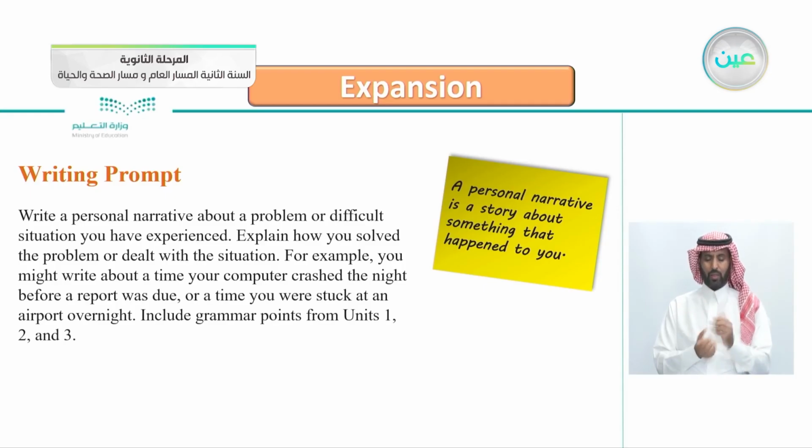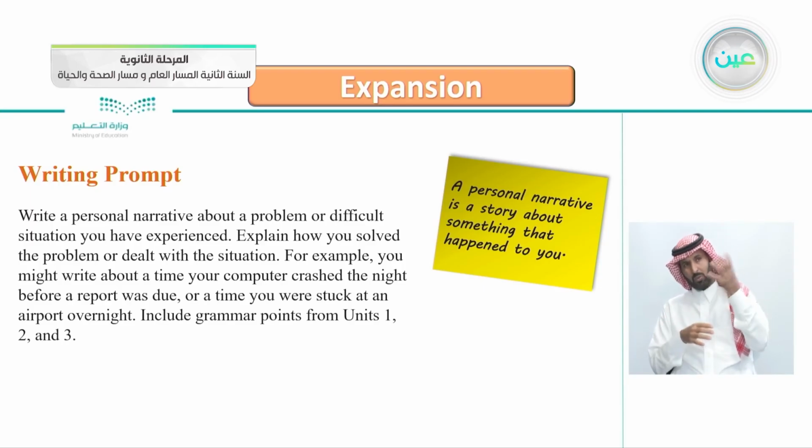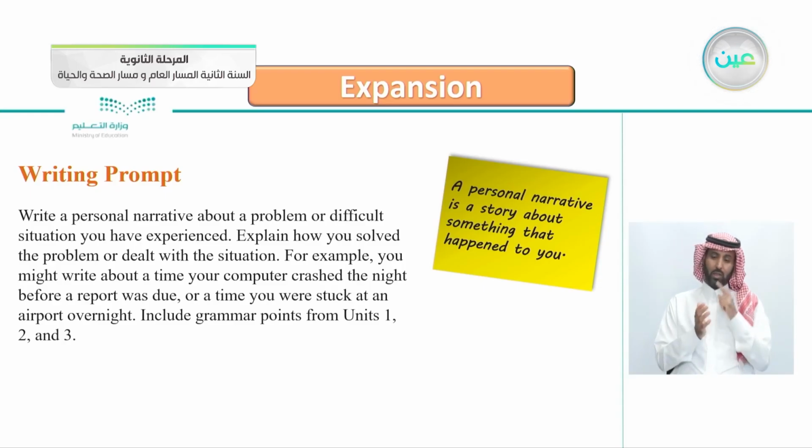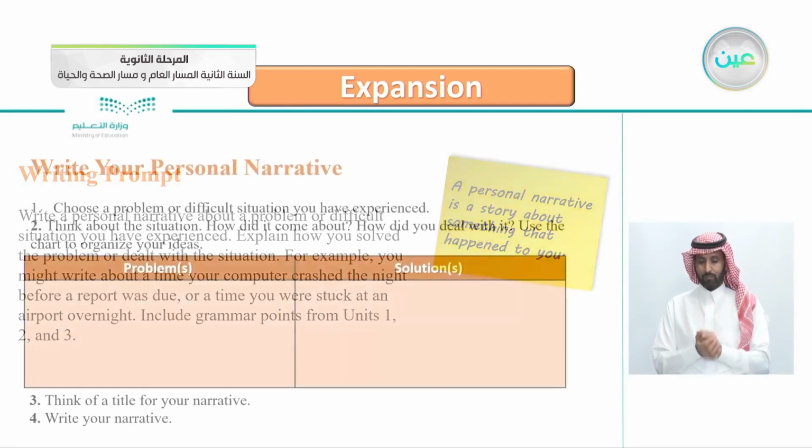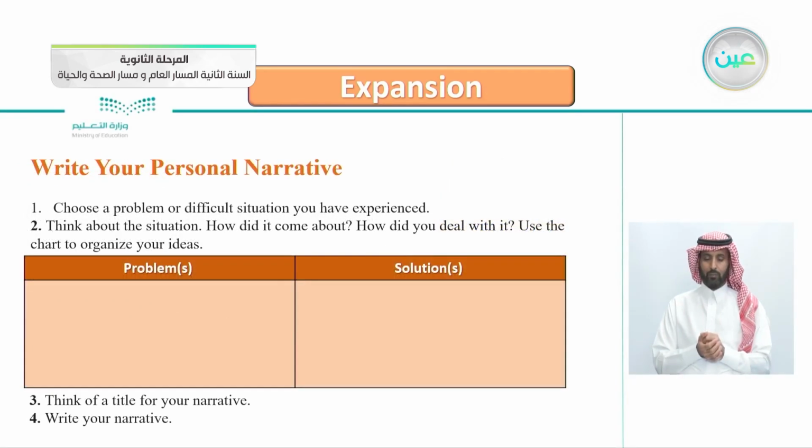For example, you might write about a time your computer crashed the night before a report was due, or a time where you were stuck in an airport overnight. Include grammar points from units 1, 2, and 3. So this is a personal narrative. Write about a problem or a difficult situation that happened to you. Choose a problem or a difficult situation that you have experienced. Try to remember and choose a specific problem.